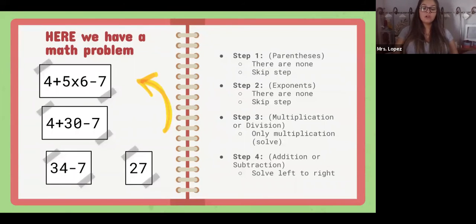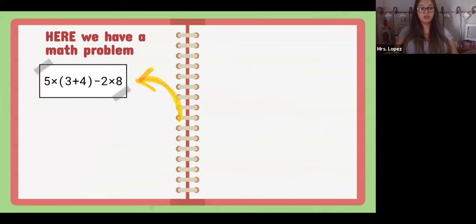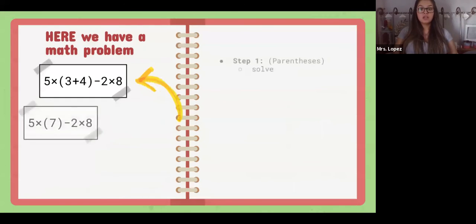So now we're going to do a problem together. This problem is going to be a little bit longer and have a little bit more steps in it, but you are going to solve it the same way. So we're going to do our please excuse my dear Aunt Sally. We know that P comes first, and P stands for parentheses. So I see parentheses in my problem, so we're going to solve it.